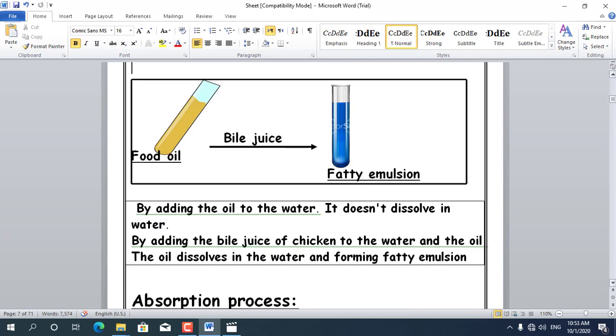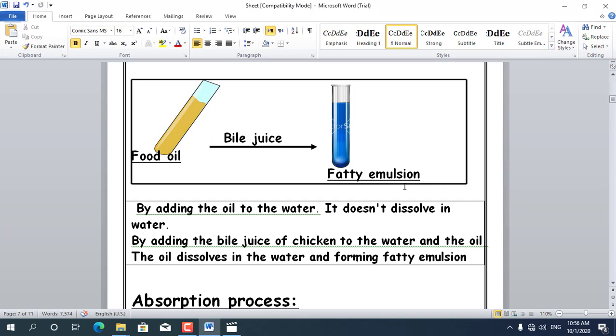The steps: number 1, put an amount of food oil in a test tube containing water. The observation: when I put food oil on the water in the test tube, the oil and water don't mix. Number 2, add some drops of bile juice to the previous tube. The observation: bile juice makes oil and water mix together, forming a fatty emulsion, as we can see.